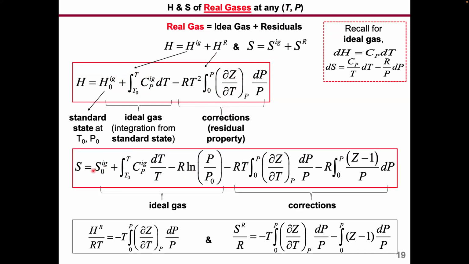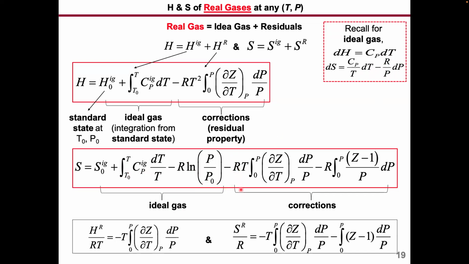And then same thing with your S. If you pick a standard state, it's going to be S0 IG. And then you need to take the integral with respect to the temperature, where temperature is changing from standard state temperature to actual temperature. And then you also need to take the integral with respect to pressure, so here it is P0 to P.